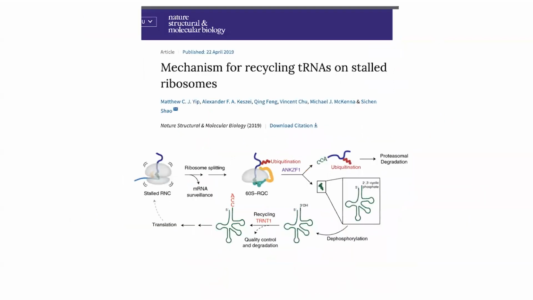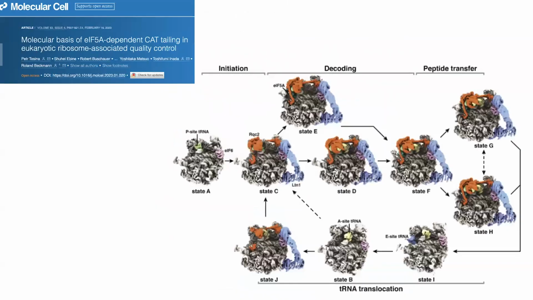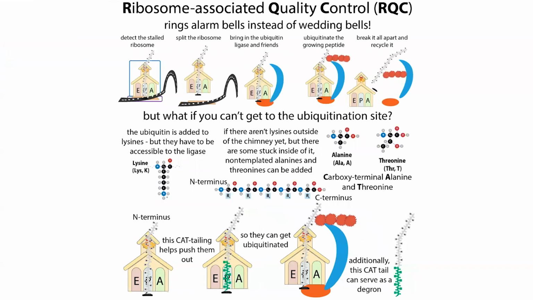And so you need to have an exposed lysine that's going to be accessible when the listerin is bound. It needs to have a lysine that it can then access. So if there's a lysine already there, great. But if there's not, what are you going to do? You need to make it so that there's a lysine there. One of the ways that you can do that is by CAT-tailing.